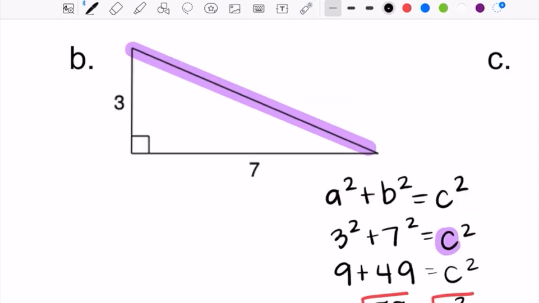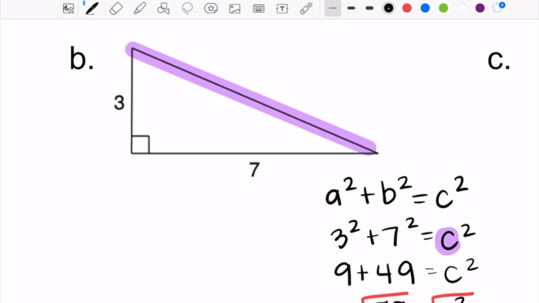On question B, we're also solving for the hypotenuse because that's the side that's missing, that doesn't have a side length on it. So when I do the Pythagorean theorem on this one, it doesn't matter whether the 3 goes in for the A or the B, or if the 7 goes in for the A or the B, but I can't put either of them in for the C because that's the side that I'm solving for. Here I decided to leave the C, but you could put an X if you wanted to, like we did on the last one. It's the same. 3 squared is 9, and then 7 squared is 49.